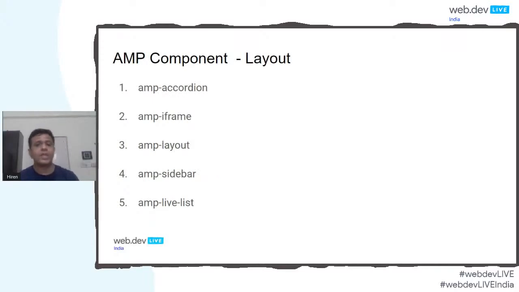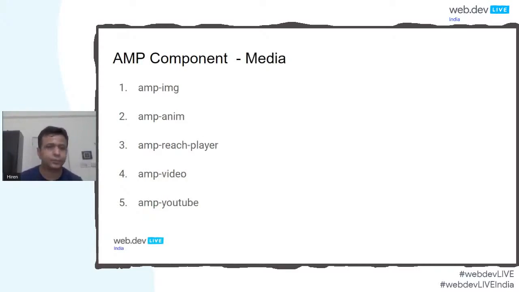Third one is layout. As we understood, whenever we are creating a web page or a web application, responsiveness is required. For that, there are some default layout components available in the AMP framework, like the accordion. You also have support for iframe, AMP layout, and AMP sidebar. Using these, you can nicely create your AMP application, and you can have the layout as per your wish and as per your requirement.